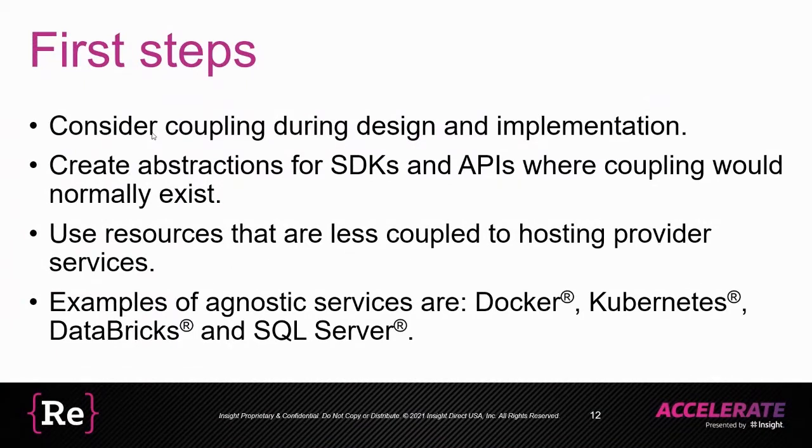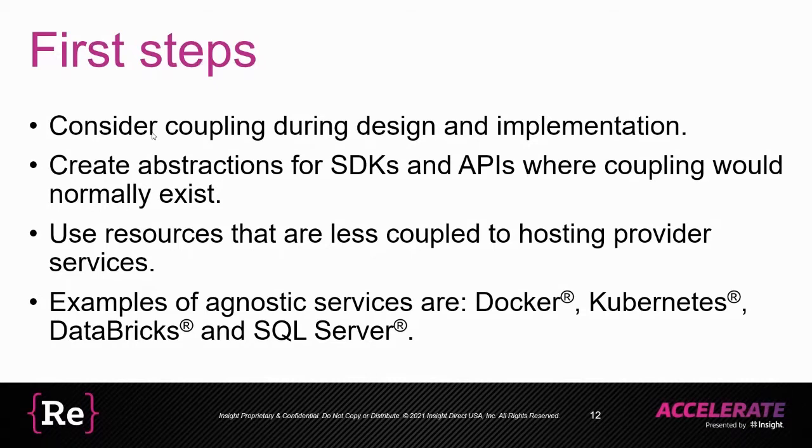We'll get into a lot more detail on that in a moment, but we have to think about this early in the design phase and think about, okay, what are the real concepts that we're after here, and design to that. We want to create abstractions for those SDKs and APIs where the coupling would normally exist, so that we're not just using those SDKs everywhere in our code base, but we're actually building solutions that are thinking about the concepts and abstracting out the details about the implementation.